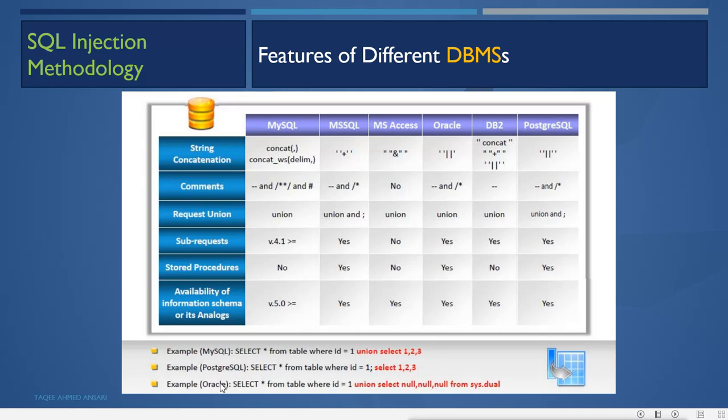Then for Oracle it is using the union command here to combine the query, and it is running like select null, null, null from sys.dual. This is also a function, sys.dual. So these query strings vary from different database services.